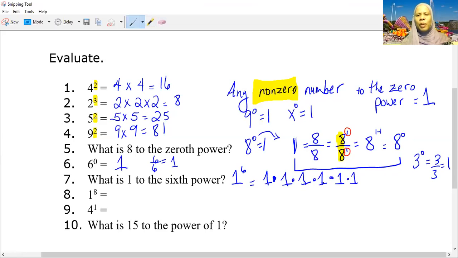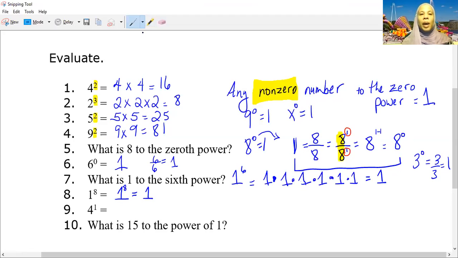Okay, so if you multiply 1 6 times, guess what? You get 1. Okay, because you're going to keep getting 1 when you keep multiplying by 1, and at the end, you're going to end up with 1 anyway. All right, so 1 to the 6th power is 1. 1 to the 8th power, the same rule applies. So 1 to the 8th power is 1.